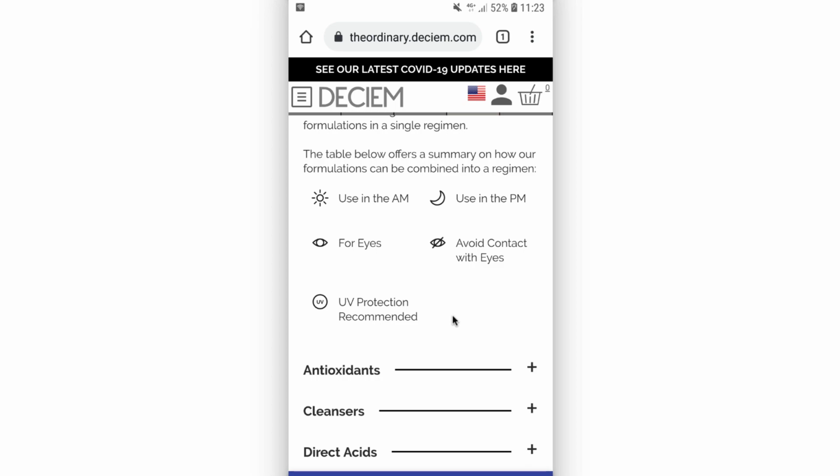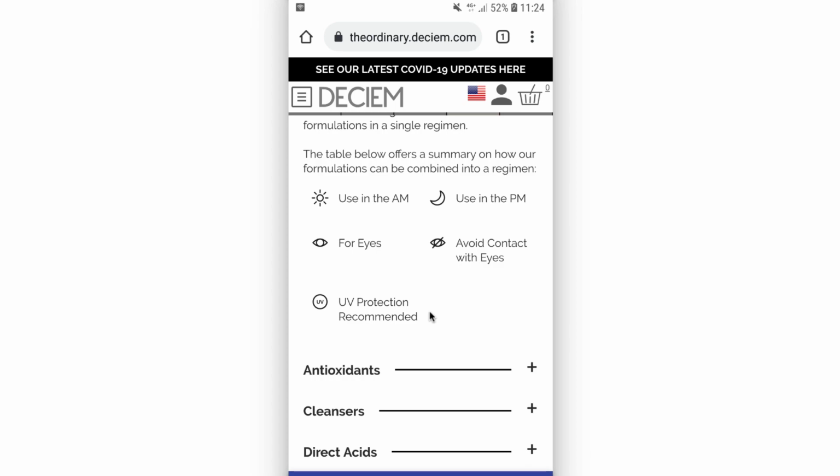Then if you scroll down a bit further, you will see some little icons, and those little icons will be listed on the top of the specific product that you're looking for. You have a sun, which means use in the morning, and a moon, which means use in the evening. You also have an eye that tells you it is for the eyes. You also have an eye with a line through it, which means avoid any contact with eyes. And you have a sign that tells you that you need sun protection, since the product may make your skin sensitive to the sun, so therefore it's important.